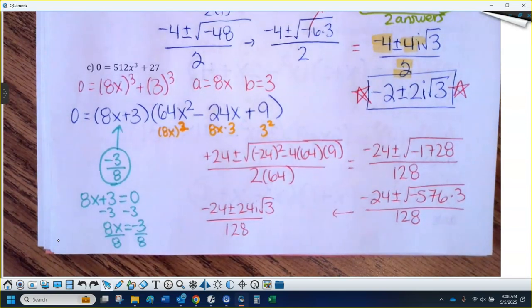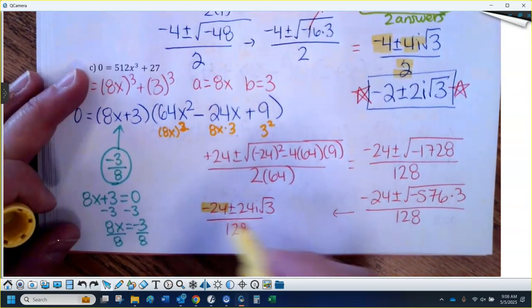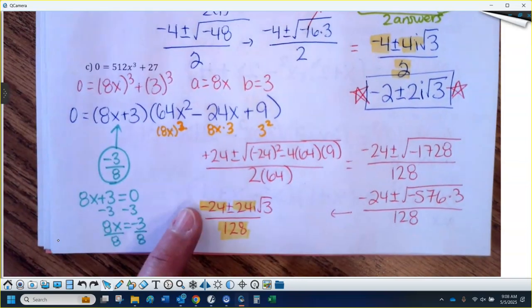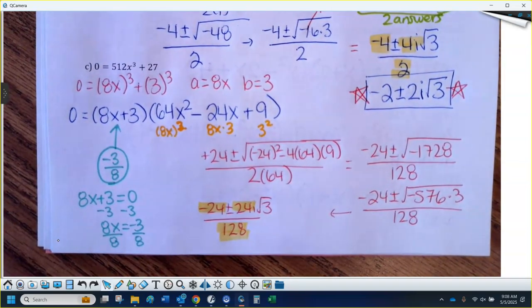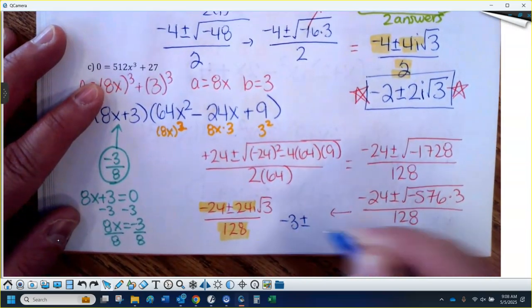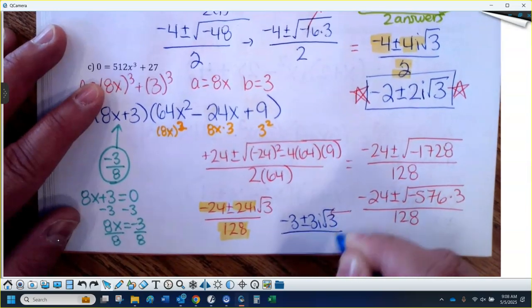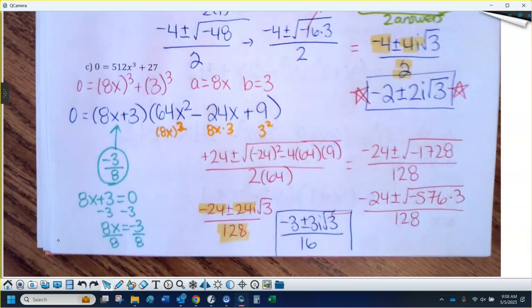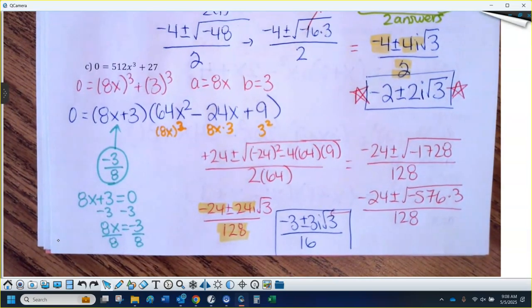And I'm just going to reduce that fraction real quick because I think they're all divisible by 8. Alright, so 24, and you can grab your calculator to do this too. 24, 24, and 128, they're all divisible by 8. Don't touch the radical, don't touch the i. Actual answer here would be negative 3 plus or minus 3i radical 3, whole thing over 16. And I know there's one question like that on the homework that's a little bit tricky with bigger numbers. But whatever is under the square root is always, always, always divisible by 3 and a perfect square.